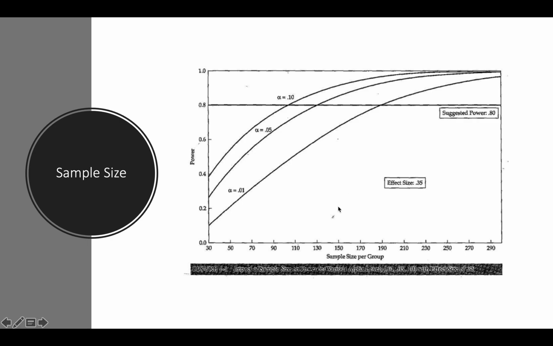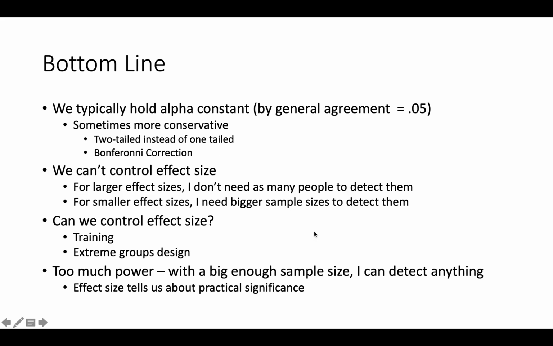So again, the point here is that given the same effect size, if we're trying to reach a certain power level, we're going to need more people. What's the bottom line? One, we typically hold alpha constant. By general agreement, alpha is equal to 0.05.